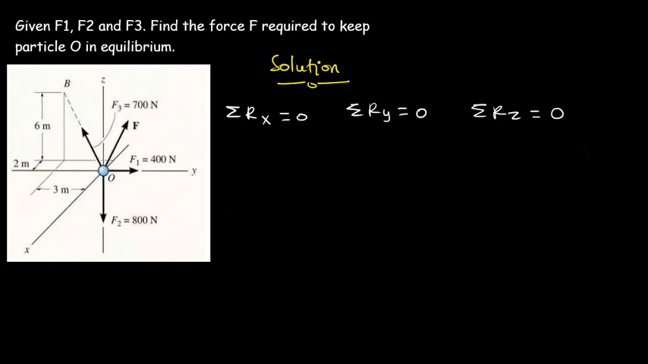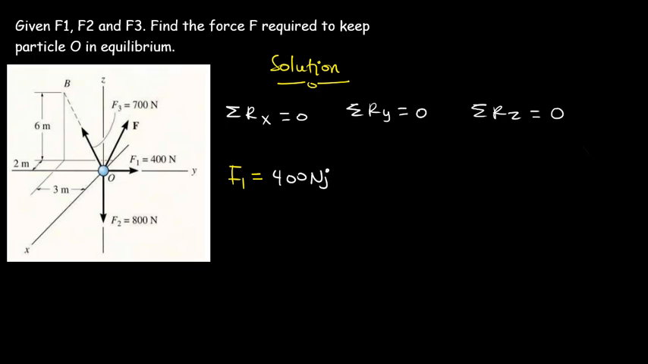So what you're going to do is resolve the forces into their various components, starting from F1. With F1, you can see that it has only a y component. You can see from here that F1 lies on the y-axis, so it has a y component, and that is the positive y-axis. So we are going to have 400 Newton in the y-axis direction.